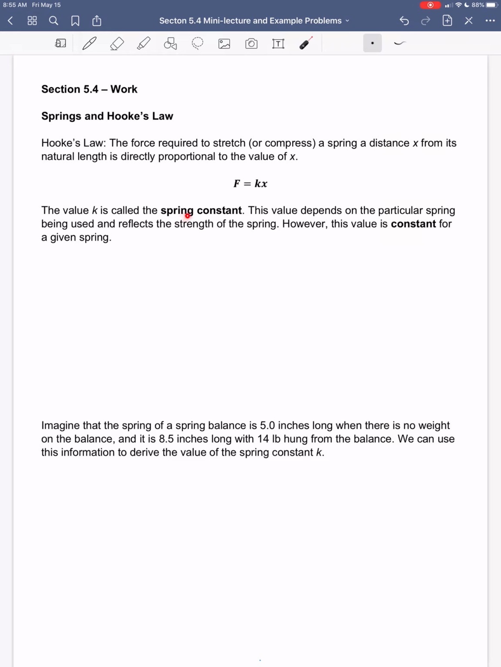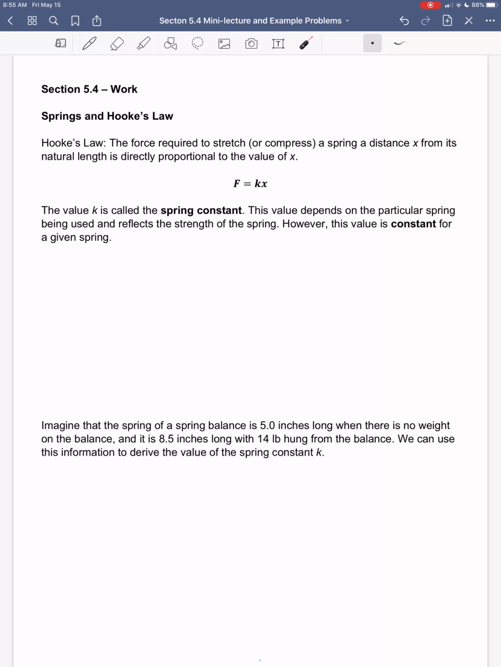This value k is called the spring constant. The value of k depends on the particular spring that's being used. It reflects the strength of the spring. It might be the way it's manufactured, the material it's made of, whatever. Some springs are harder to pull than others. And this spring constant captures that information about the spring. This spring constant, though, is constant for a given spring. So if you have a particular spring, the spring constant doesn't change for that spring. It always stays the same.